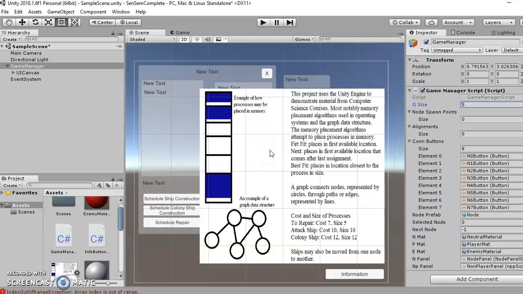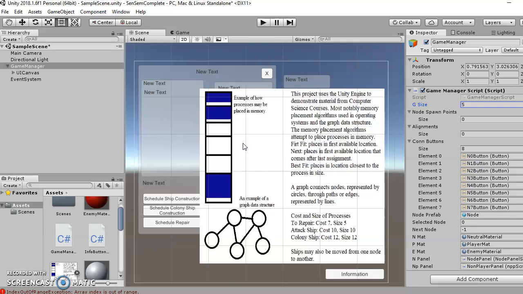It is a Unity engine project, which uses a few concepts from later computer science courses. Most notably, memory placement algorithms used in operating systems, and the graph data structure. Here we see a diagram representing a few blocks of memory with processes placed into them, the processes being shown in blue. They don't always fit perfectly, and it's the job of the memory placement algorithms to place the processes based on whatever criteria they have.